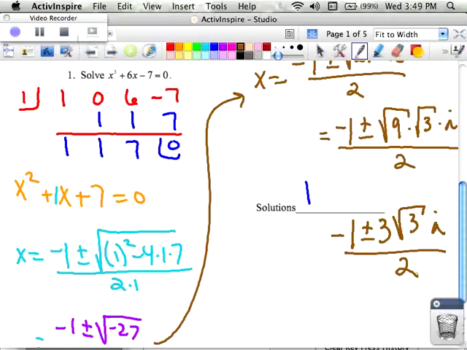3 solutions. Why were there 3 solutions? There were 3 solutions because we had an x cubed, which means we have to have 3.